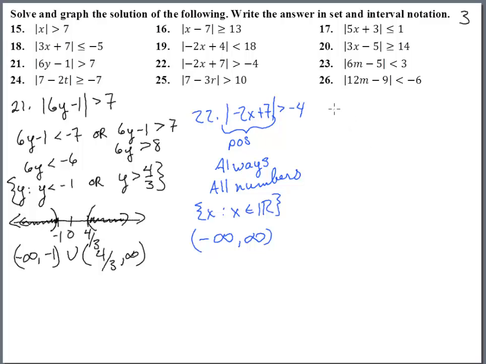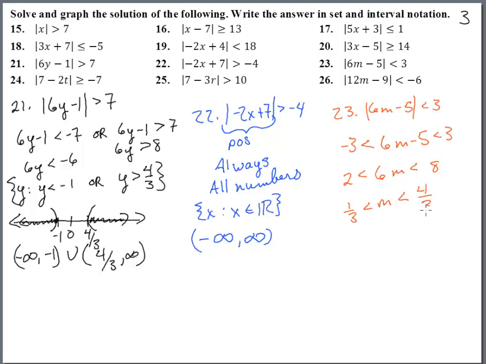All right, let's do number 23. 6m minus 5, absolute value of that less than 3. So it breaks up into two inequalities, but this one is a compound inequality. Anytime you have a less than, that means the things inside the absolute value are trapped by those numbers. So now we're going to add 5 everywhere. So we get 2 is less than 6m is less than 8. And divide everything by 6. And we get 1/3 is less than m is less than 4/3.